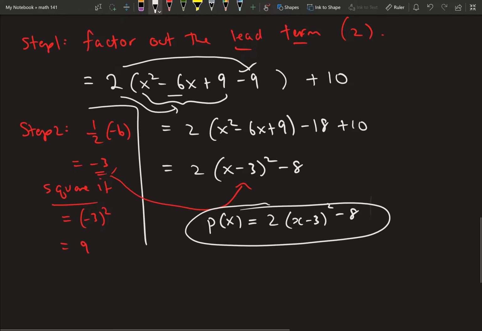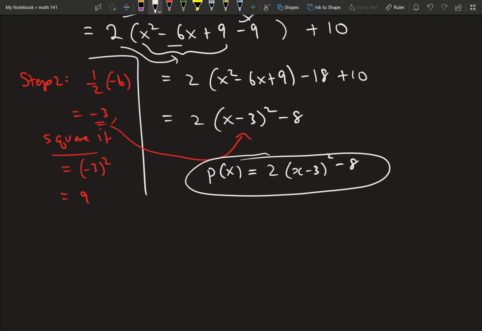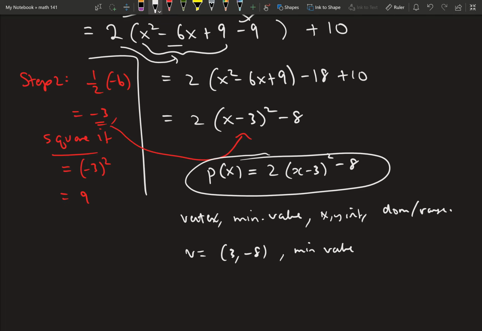Okay, let's just finish up by doing the rest of this, the usual. So we're going to find the vertex. We're going to find, in this case, the minimum value. So you can hopefully see the correspondence that if a parabola is pointing upward, you only have a minimum value. If it's pointing downward, you have a maximum value. So we have the vertex, the minimum value, x and y intercepts, and then domain and range. So the vertex here is 3, negative 8, where the minimum value is exactly that y value right there, negative 8.